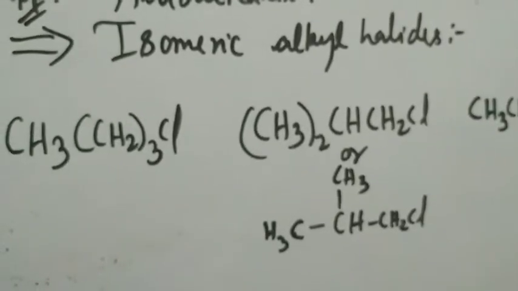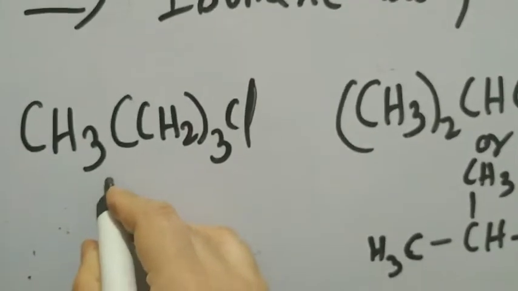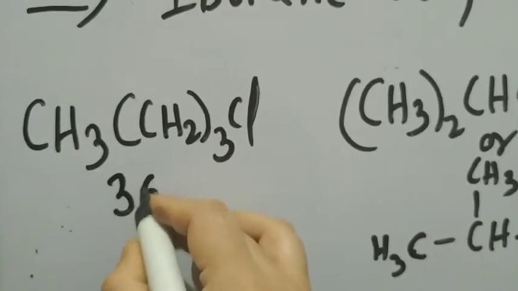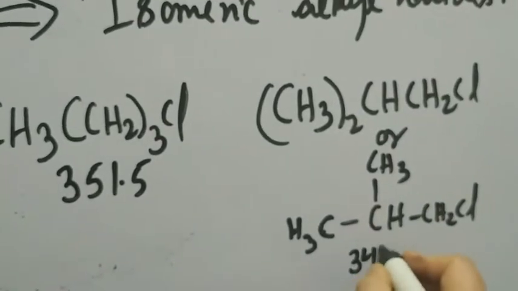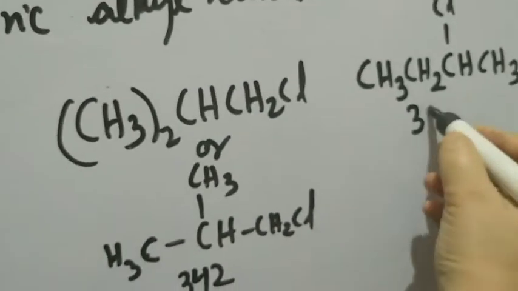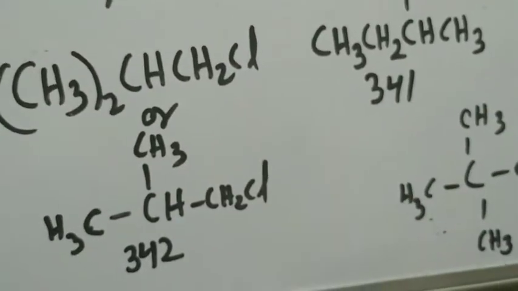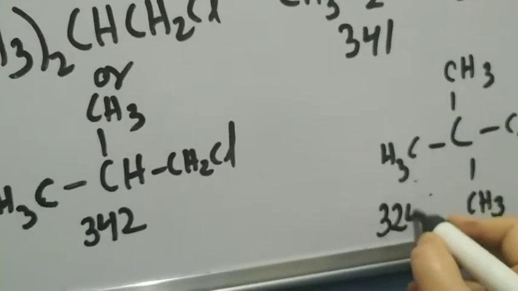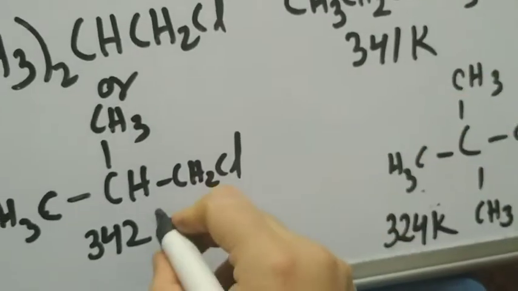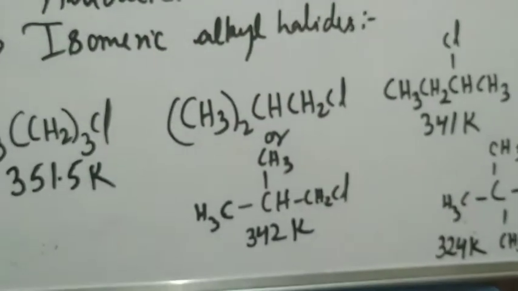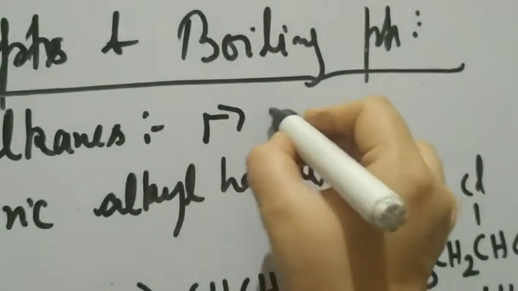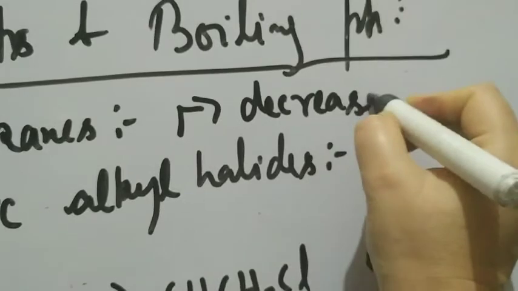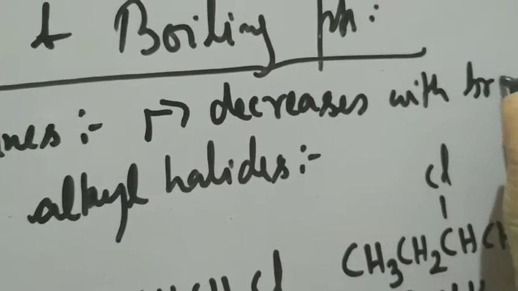And if I write down the values, they are like this. This normal chlorobutane is 351.5. Then this is 342. This is 341. And the last one is 324 Kelvin, the lowest. So what is the trend? What do you have to remember here? When you speak of isomeric alkyl halides, what happens? The boiling point decreases with branching. This is what you remember. Boiling point decreases with branching.